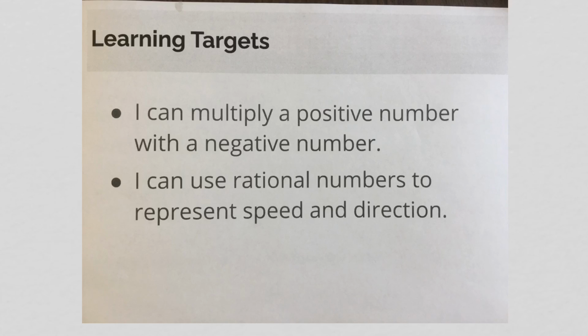Your learning targets today were I can multiply a positive number with a negative number. This can be helpful with times, positive or negative times, and also direction. And the other learning target is I can use rational numbers to represent speed and direction, which is called velocity.